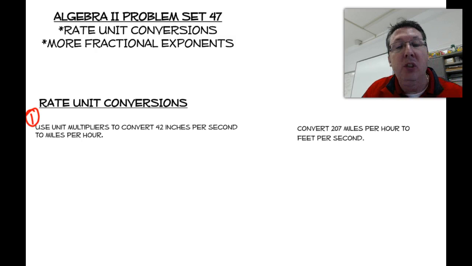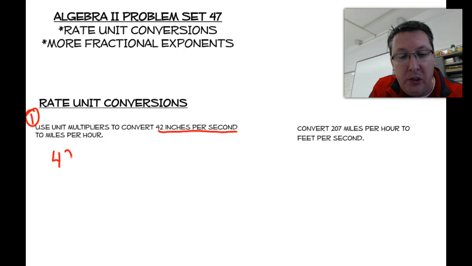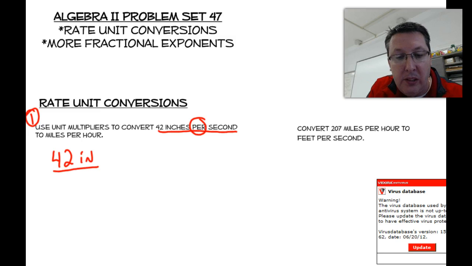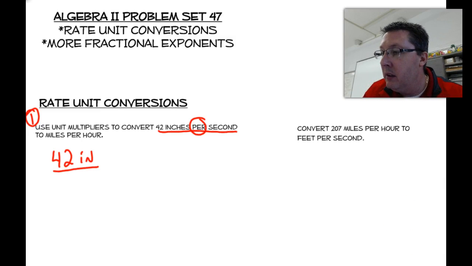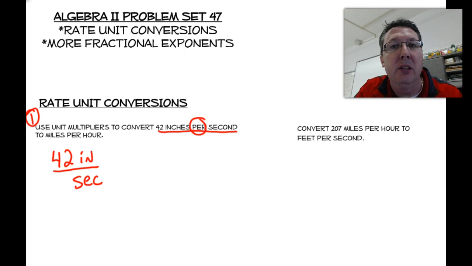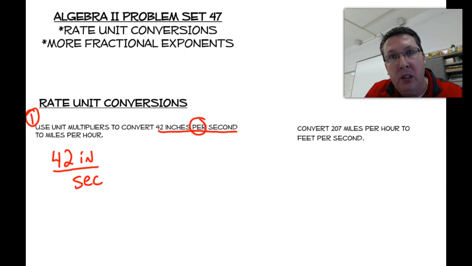So to start with these problems, we're going to take this 42 inches per second and write that as a fraction. Now it starts off with 42 inches. Now this idea of per, you need to think fractions. So it's inches per second. So we're going to write that as a fraction. Whatever the per something is, that goes down to the bottom. Okay? So we start with 42 inches over seconds.